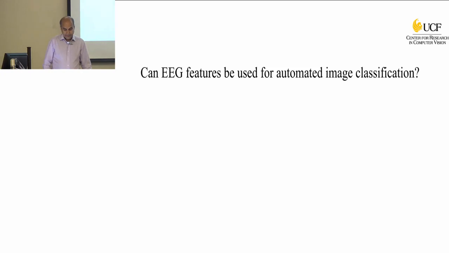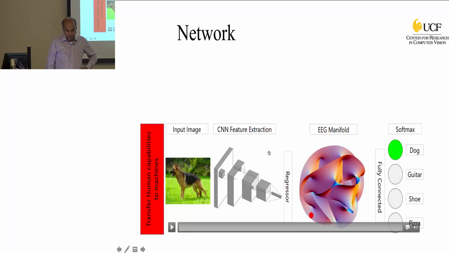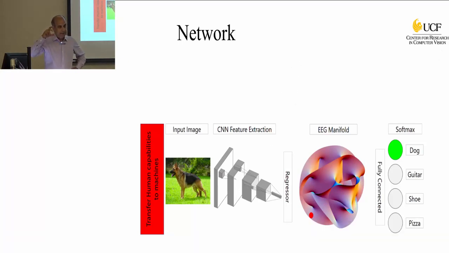Next we want to ask, can EEG features be used for automated image classification? What does that mean? We take the image and compute the image features, and using the image features, we find the corresponding EEG features through regression. And based on the EEG features, we want to classify, which is pretty interesting. Because a person looks at the image and we get these EEG signals, and we compute features, and then we ask, can we recognize those? Since we have learned the mapping from the images to EEG features, we can do that. And we did it.